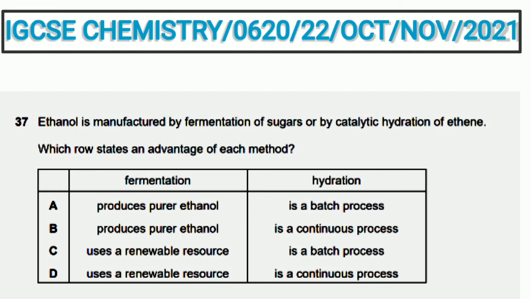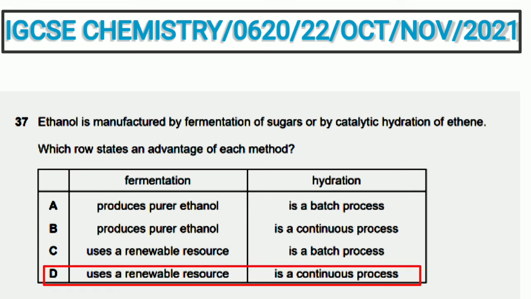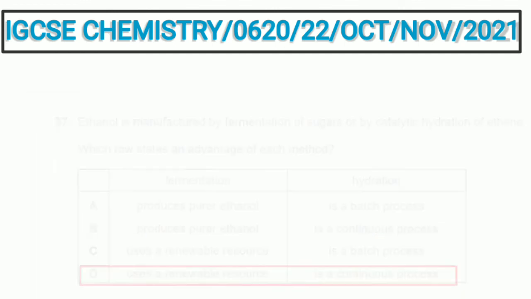Question 37. Ethanol is manufactured by fermentation of sugars or by catalytic hydration of ethene. Which row states an advantage of each method? The source of sugar for fermentation is plants, which is a renewable resource. The advantage of fermentation is that it uses a renewable resource, and as for hydration of ethene, it is a continuous process. It is not a batch process. It goes on continuously. So option D is the correct answer. Fermentation uses a renewable resource. Hydration is a continuous process.